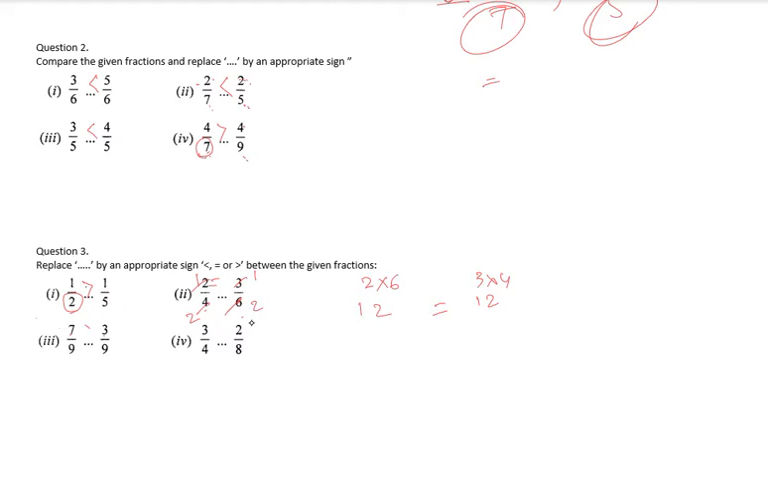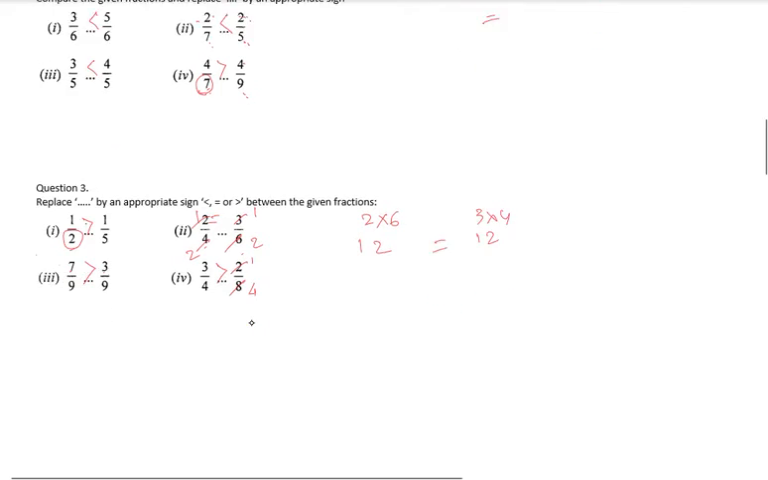7 is greater than 3, so 7 by 9 is greater than 3 by 9. And now this has different numerators as well as different denominators, but I can reduce this to 1 by 4, so the two fractions have the same denominator. So I can say 3 by 4 is greater than 1 by 4, right?